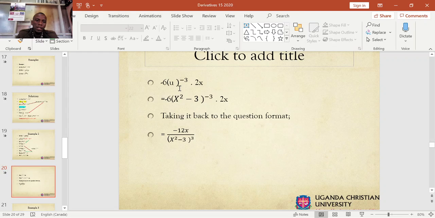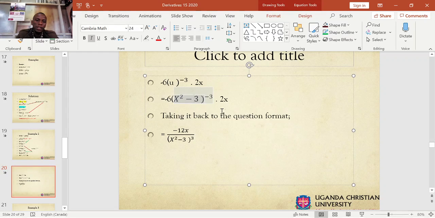So anyway, I had continued with it up to this point. So if we have that, you can multiply this 2x into the negative 6, so it will be negative 12x into x squared minus 3 to the power negative 3.